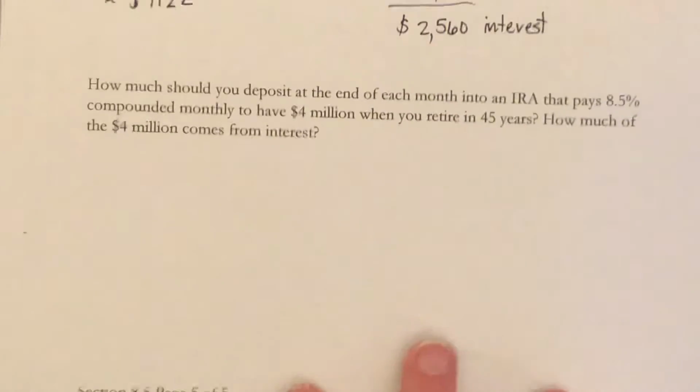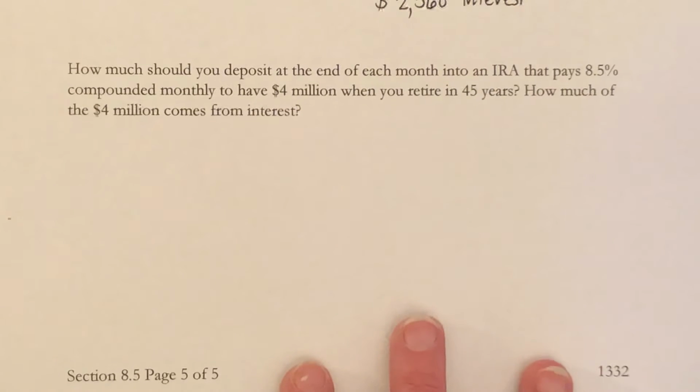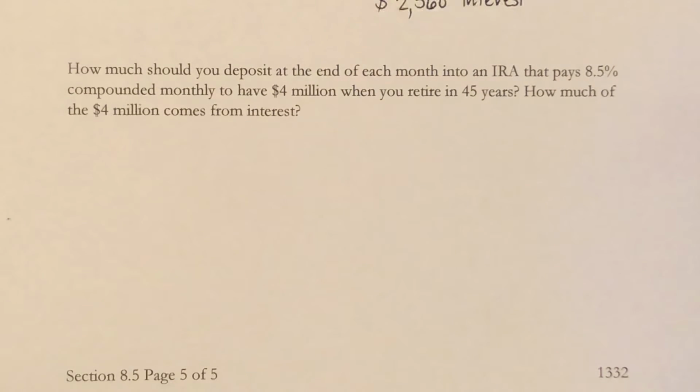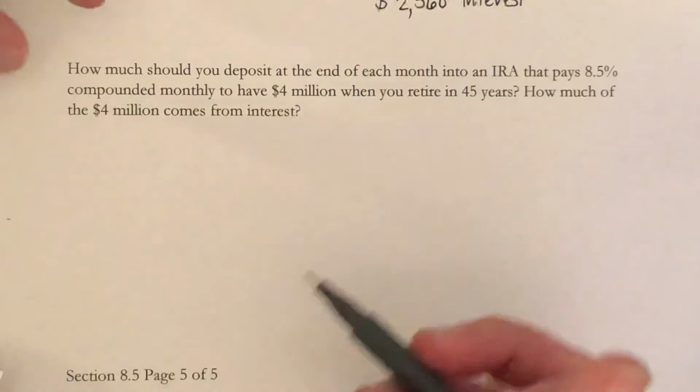And then one more. How much should you deposit at the end of each month into an IRA that pays 8.5% compounded monthly to have $4 million when you retire in 45 years? And how much of that comes from interest? So it's basically the same problems we've been working, it's just in a real world context.